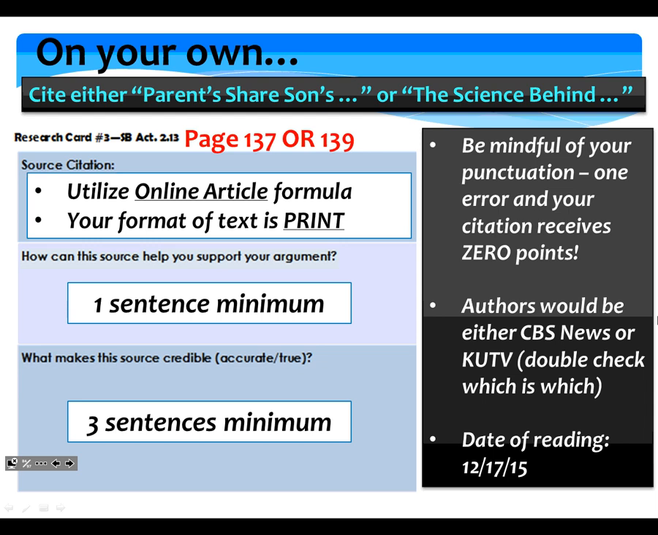Okay, now I don't mind if you're working with someone. You can have the exact same source citation, which you should, but your answers to those two questions have to be entirely different. You cannot copy from one another, or you and your partner will lose credit. Okay, I'm going to give you, say, about 6 minutes to attack this one citation without me. Thanks, go ahead.